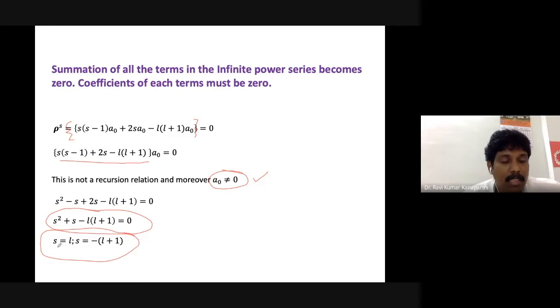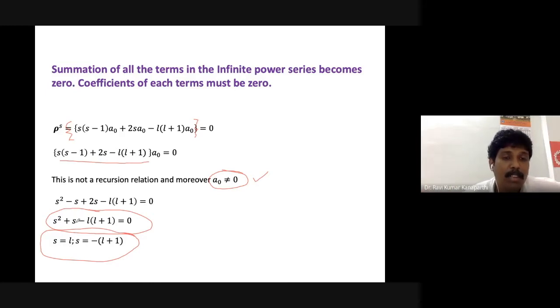So s will have two roots, since it is a quadratic equation. One is s is equal to L. The other one is s is equal to minus of L plus 1, which is the other solution for this quadratic equation. If you don't remember, you can substitute what is L.